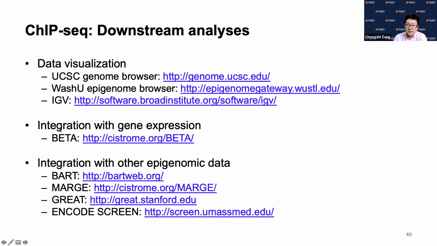So one important function or one important work to associate epigenome information with gene expression is to do integration, right? We want to associate the epigenome signals to the nearby genes. So one tool I might want to mention here is called BETA, binding expression target analysis. I forgot what that stands for. Yeah, binding expression target analysis.